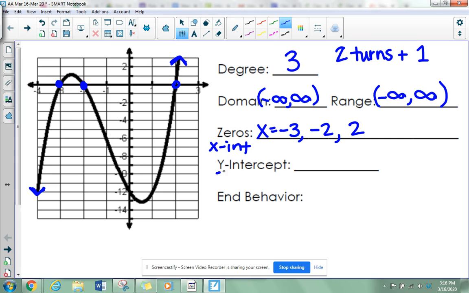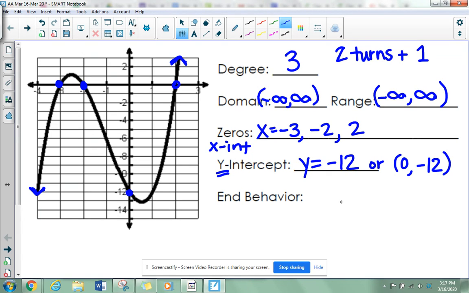When we talk about the y-intercept, that's where it's crossing the y-axis. Like right here, I'm going to say that it crosses at -12. And so I can either write that as y equals -12, or I could write it as a coordinate. I could say that's the point (0, -12). There will always be one and only one y-intercept for any polynomial function.